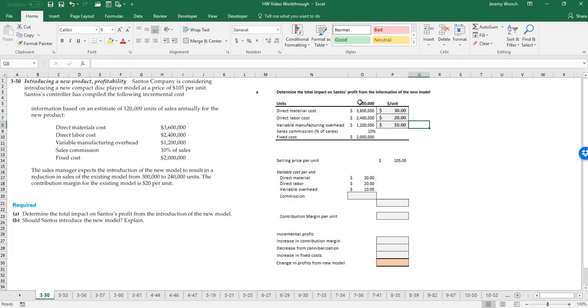So what this is saying here is, hey, based on this new product, for one of these new compact disc players we sell, it's going to cost us $30 in material, $20 in direct labor, and $10 in direct manufacturing costs.